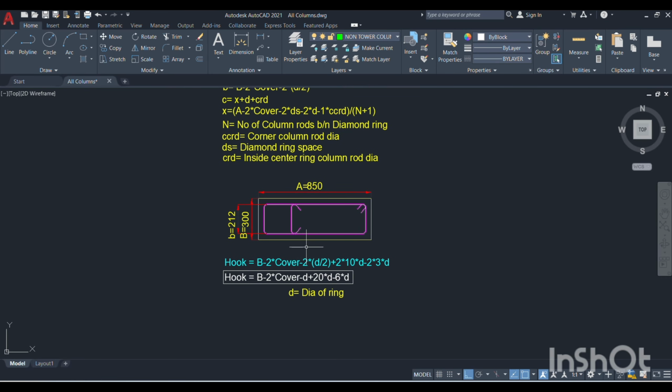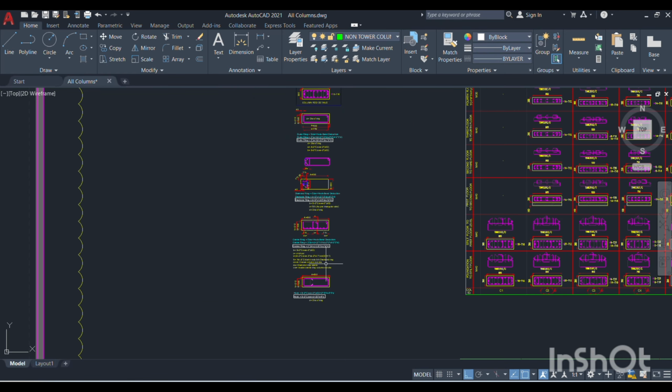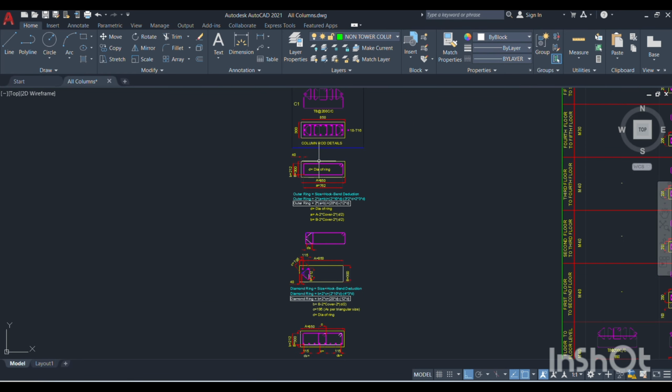Then we are going to the hook. The hook is very simple. It is only small b minus 2 times cover minus 2 times hook plus 2 times the 135-degree bend. That's it. When you simplify this, it is b minus 2 times cover minus d, since 2 into d by 2 means 1d, plus 20d for hook and minus 6d for bend deduction. So these are the formulas required for calculating this column ring.